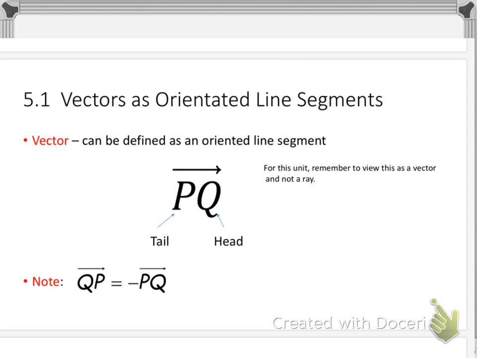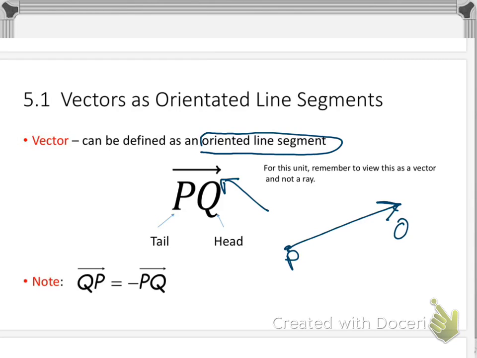All right, we start talking about vectors as being oriented, so it should not be orientated, it should be oriented line segments. So an oriented line segment means that it has magnitude and direction. So this symbol above here looks like a ray, but for our purposes right now, it is a vector and not a ray. So the tail is located at P, and the head is located at Q. So this would be our vector. And this one's called PQ, so it must start at P and end at Q.